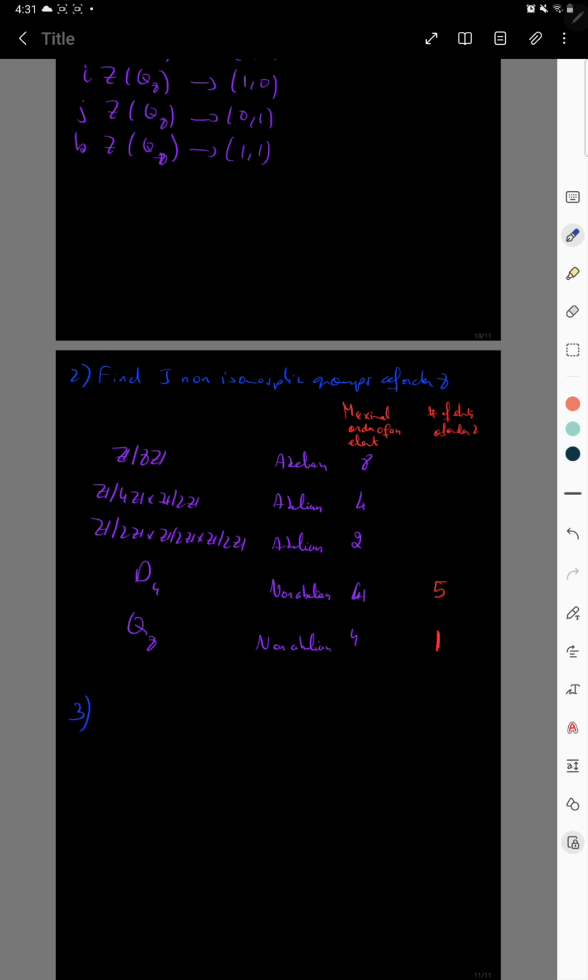Three, classify up to isomorphism the groups G for which there exists a surjective homomorphism from G to Q8.